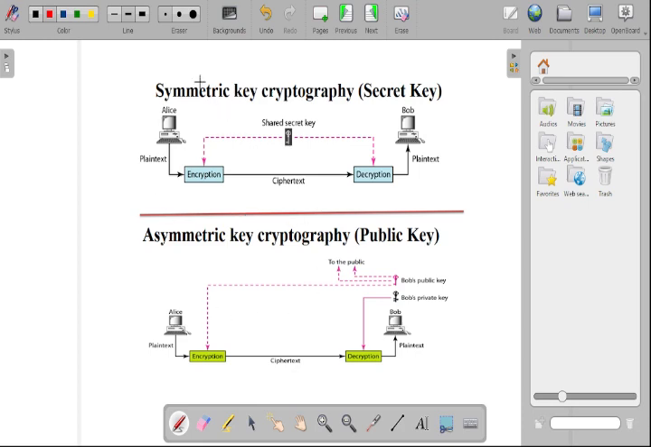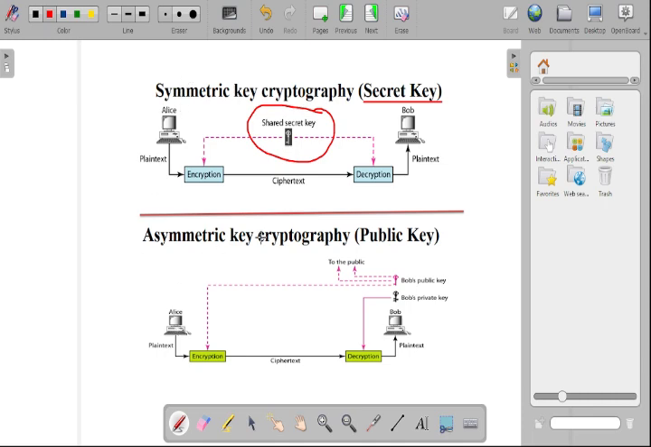In the case of symmetric key cryptography, which is called secret key cryptography, only one key is shared between Alice and Bob. Alice sends the data to Bob after encryption. At that time they use the same key for encryption, and whenever Bob receives the data, they also use the same shared secret key for decryption.